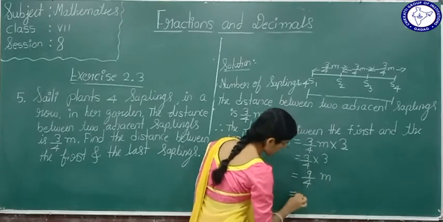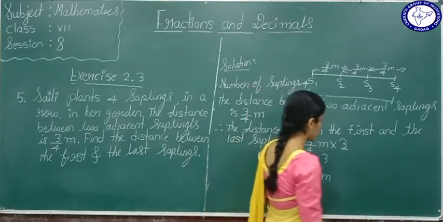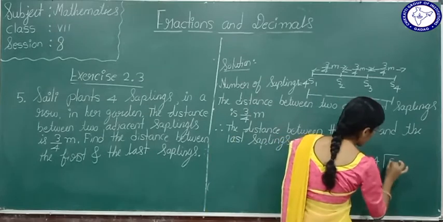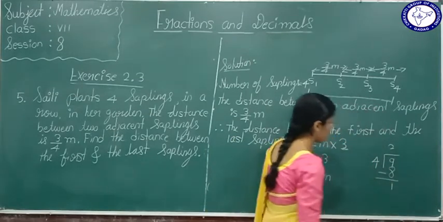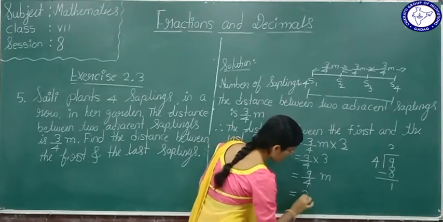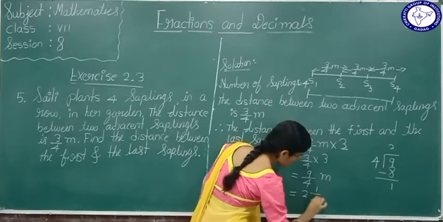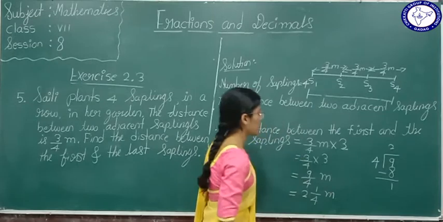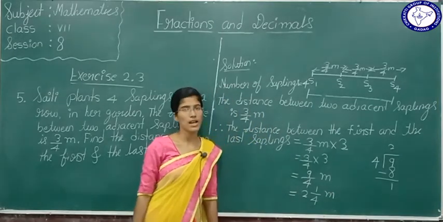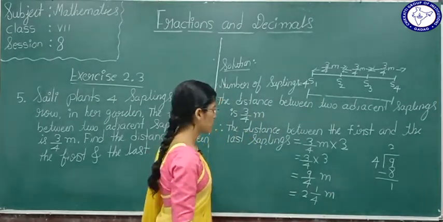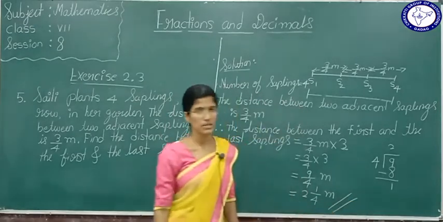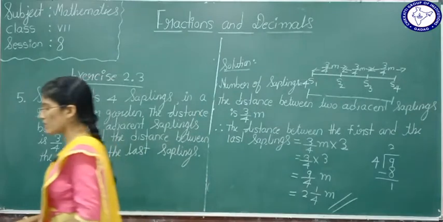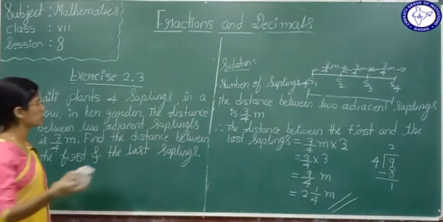So this we can convert into a mixed fraction. 4 2s are 8, 9 minus 8 is 1. So it will become 2 integer 1/4 meter. Hence the distance between the first and the last sapling is equal to 2 integer 1/4 meter. Okay. Next we will see the next question.